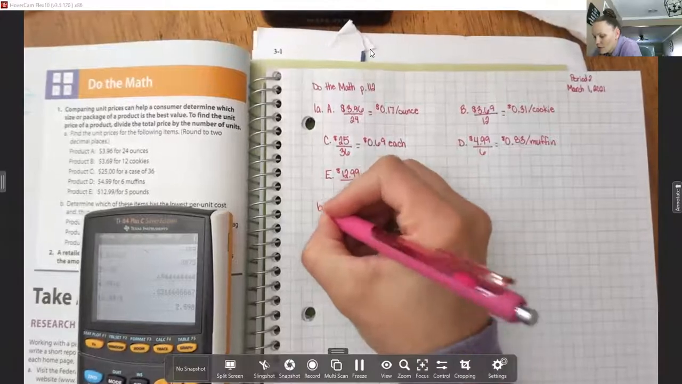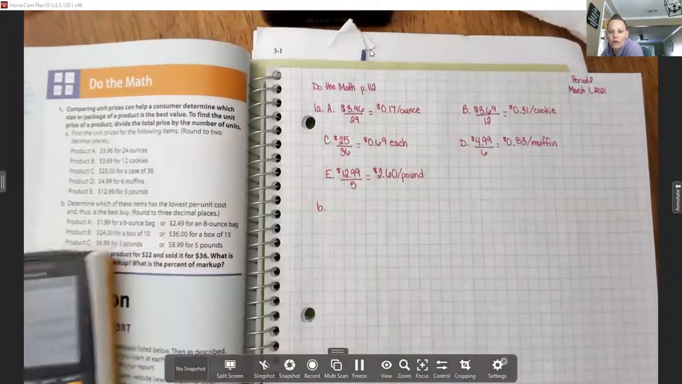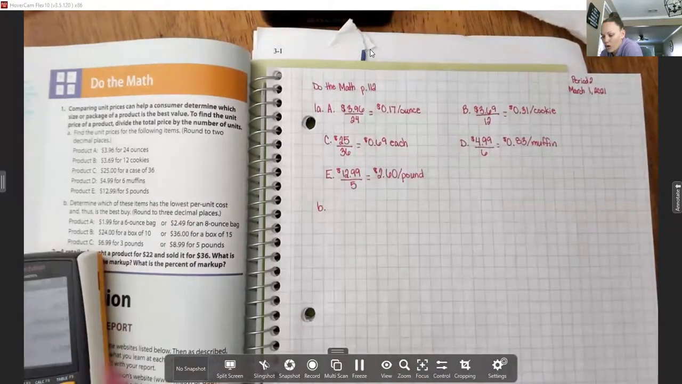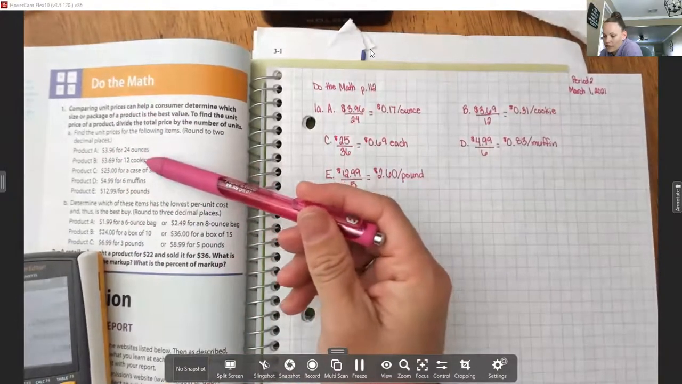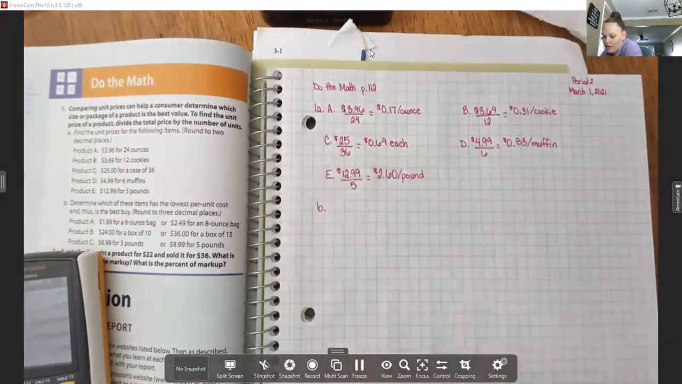So that's how we do the unit rate. You want to figure out how much it is for each one of whatever it's talking about: cookies, ounces, muffins, pounds, or whatever that is.